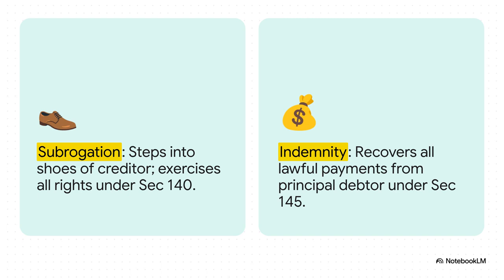So what's really interesting about this conceptual difference is how it practically operates. Under Section 140, stepping into the shoes literally means the surety inherits the creditor's exact legal position. Every mortgage, every single pledge, every right the creditor had against the debtor, that now legally belongs to the surety. Conversely, Section 145, the right to indemnity, well, that's a financial recovery mechanism. It means the surety is legally entitled to claw back every single rupee of lawful payment he made on behalf of the debtor. You must quote the exact section numbers, 140 and 145, to score full marks here.